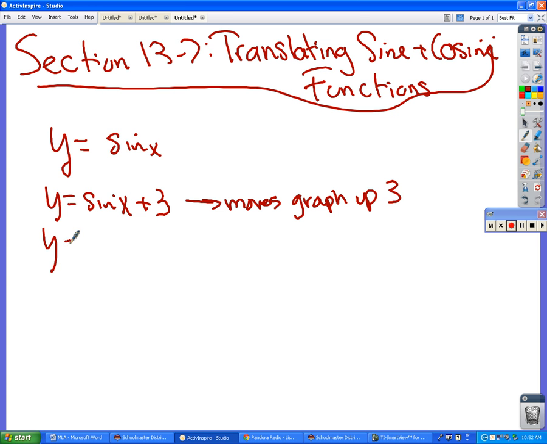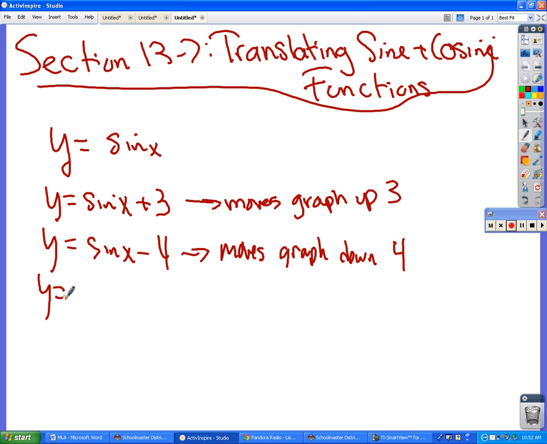Or we could get crazy and subtract something. Down. And that would move the graph down. Right, so if I add or subtract something onto the end of the function, that moves it up or down. We've talked about that quite a bit before. Okay, and then let's go cosine here just for funsies.